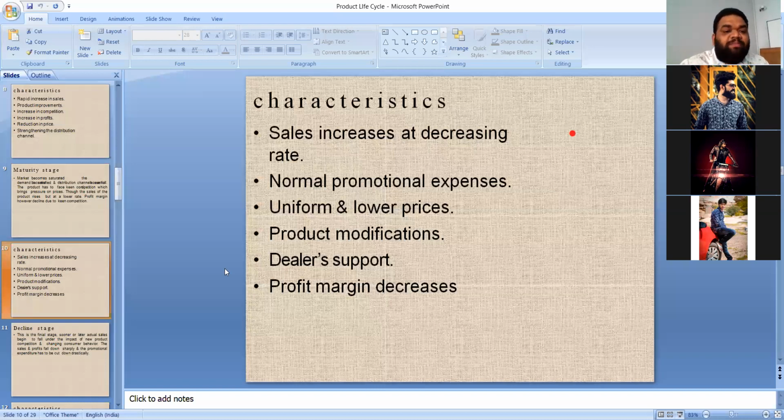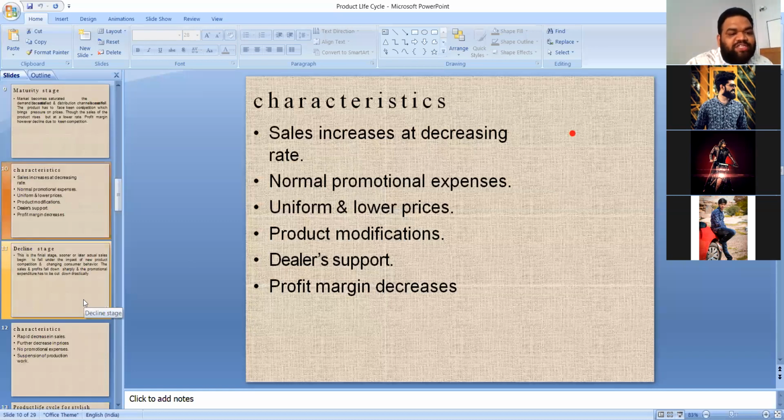Then, does the profit margin decrease? Yes, of course. As sales increase at a decreasing rate, what happens here? I'm not saying there are no profits. The profit margin decreases. Whatever profit you get every time, of course we will still have good profits, but that margin is going to decrease. Those are some of the characteristics.